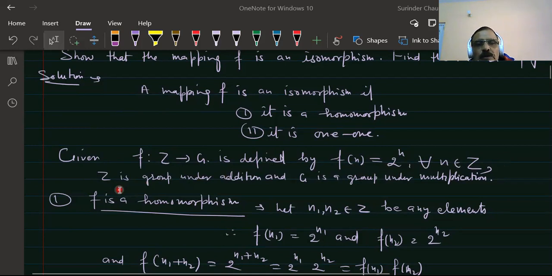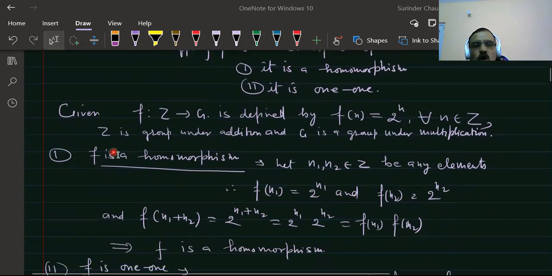Z is a group under addition of integers, and G is a group under multiplication. So both sets have different compositions. First we show f is a homomorphism. Let n1 and n2 belong to the domain Z. Then f of n1 will be 2 to n1 and f of n2 will be 2 to n2, belonging to G.